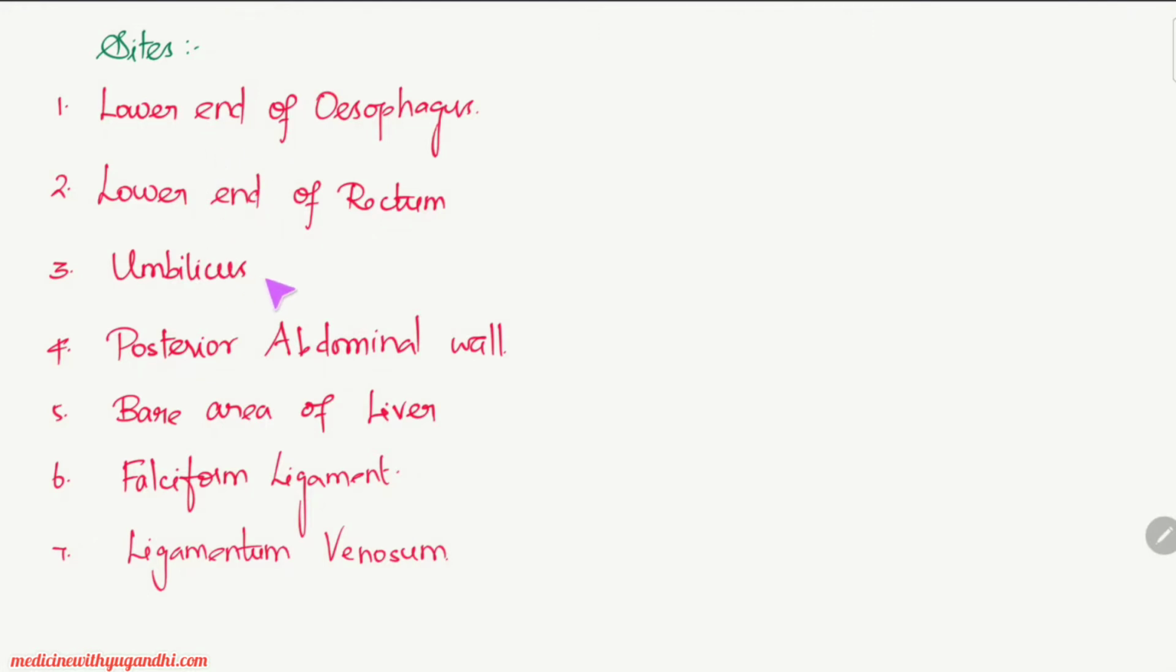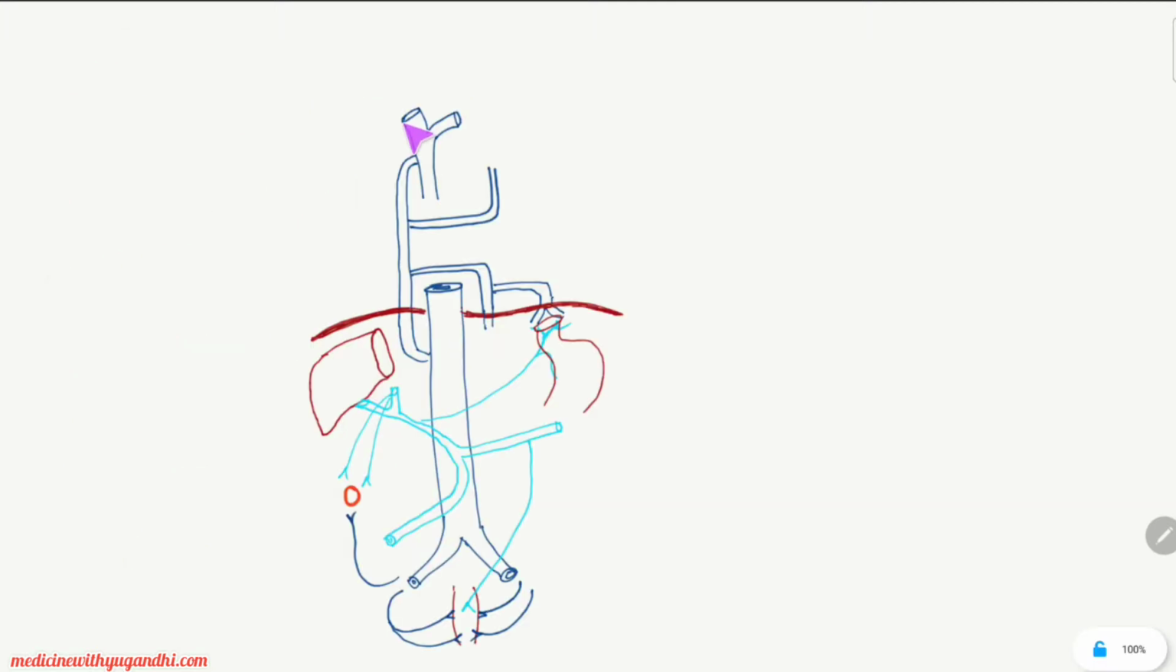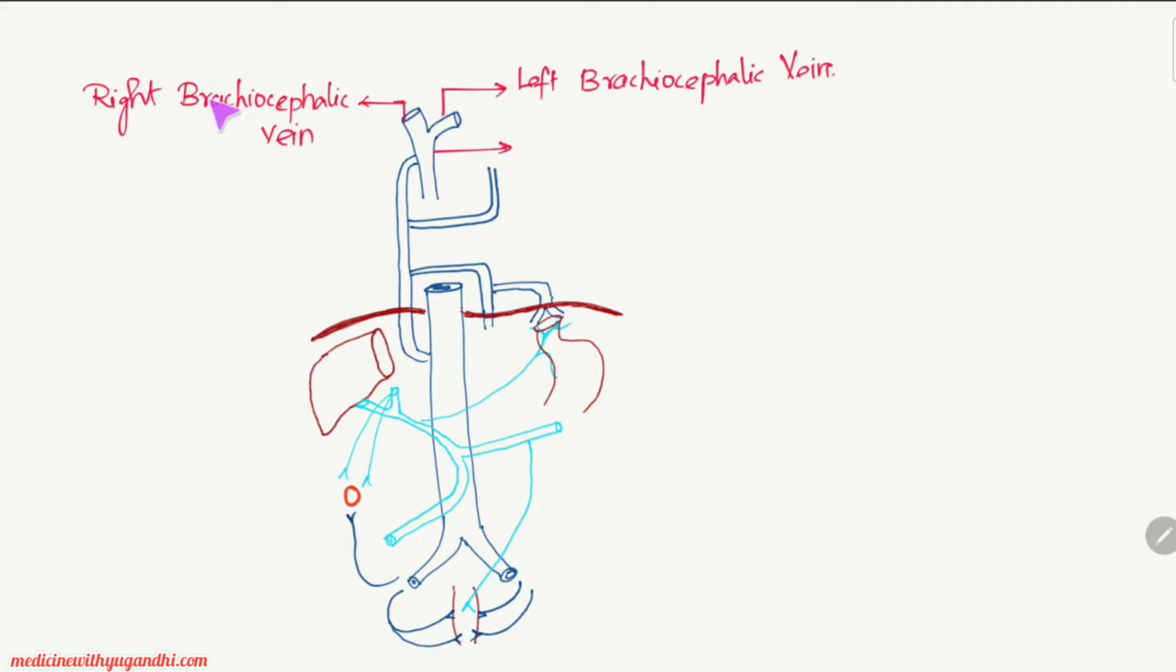First, let us see the first 3 sites in a diagrammatic representation. See, this one is the right brachiocephalic vein and this one is the left brachiocephalic vein. Both of them drain into the superior vena cava. And this one what you are seeing here is the azygous vein. This one is the accessory hemiazygous vein and this is the hemiazygous vein. They both drain into the azygous vein.